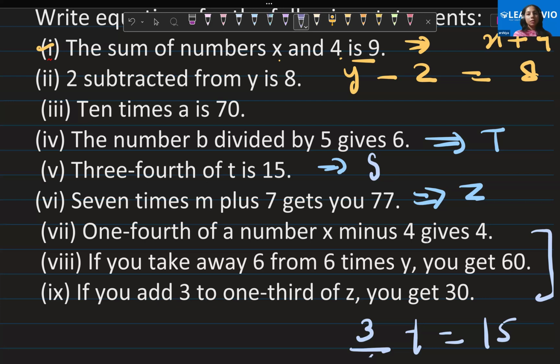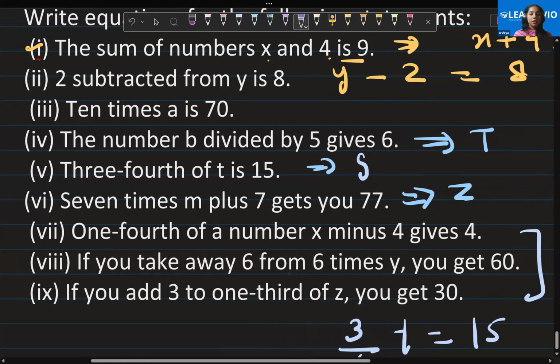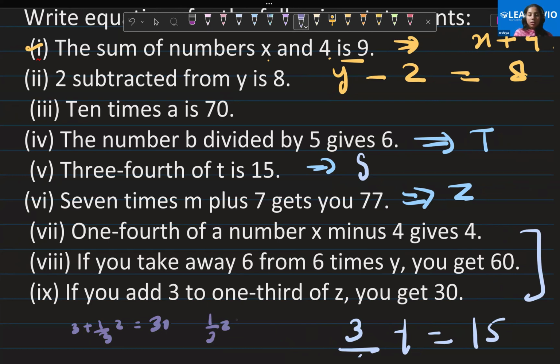Yes, ma'am. Which one? How much did you get? Ma'am, 3 plus 1 by 3 z equals 30. Okay, wait, let me check. Yes, correct. But make sure that you write the variable first. So it will be 1 by 3z plus 3.